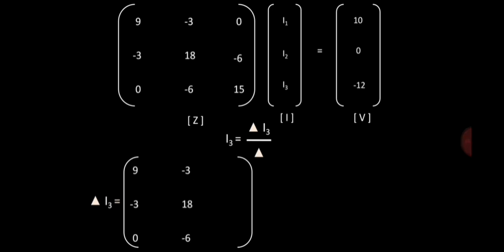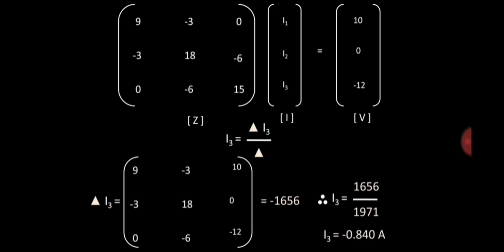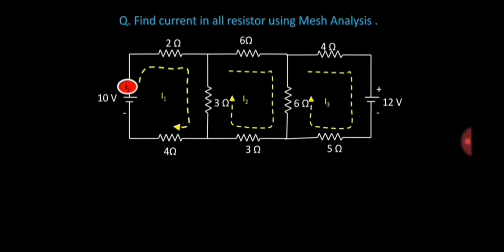So for I3, the same, you have the main matrix as it was before, then you have to do away with that column and replace it with the values across the equal sign. So therefore we'll have 10, 0 and negative 12. To solve it, we'll have our answer as 1656. So I3 will be 1656 divided by the value of the main, and we'll have it as negative 0.840 amperes. So now those are the answers of individual I1, I2 and I3.